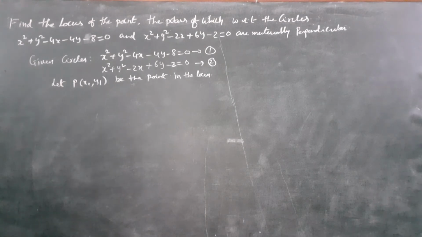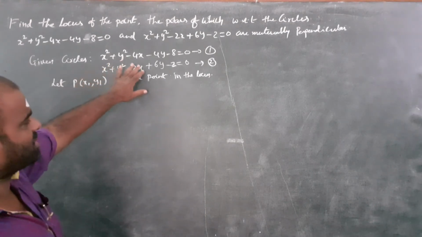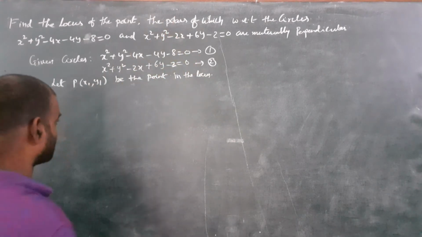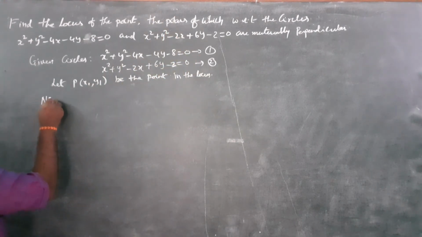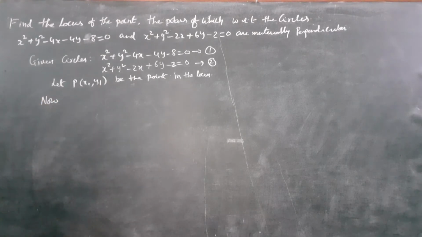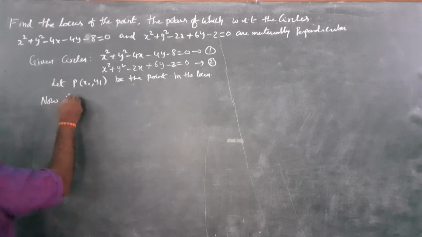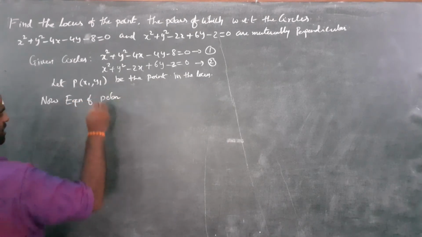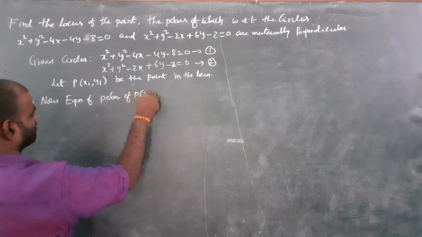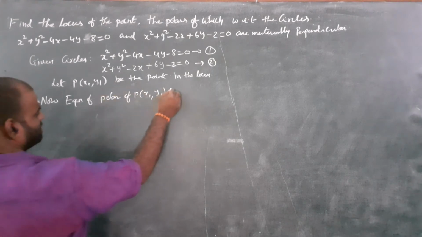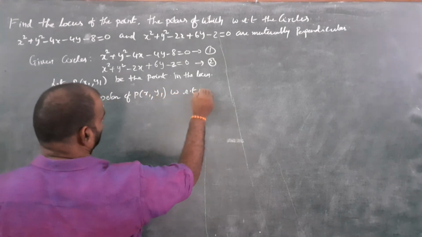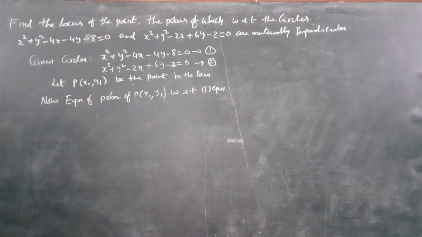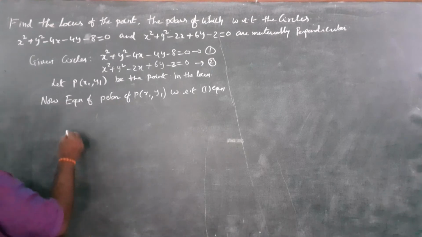Very simple problem. So given circles 1 and 2, we take, and let P (x1, y1) be the point in the locus. Now what we are going to do is find the equation of the polars. First, the equation of the polar of P (x1, y1) with respect to the first equation. So you have to find the polar.